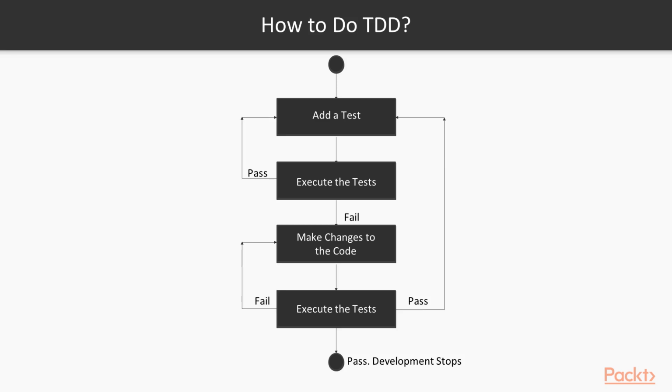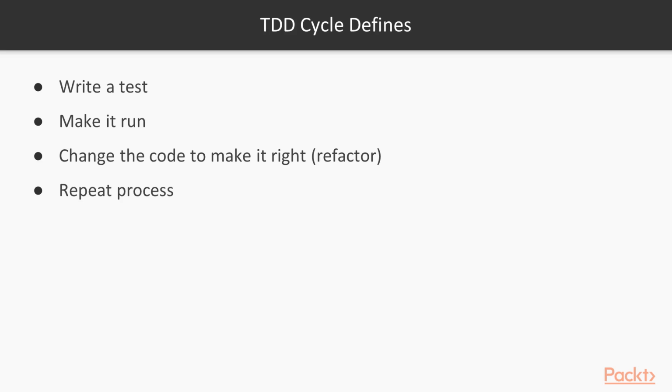So this is the complete process of TDD. First, you will write the test case, and then you will write enough code to pass the test, and then you will do some refactoring. So here is a cycle: write a test, make it run, change the code to make it right, and repeat this process.